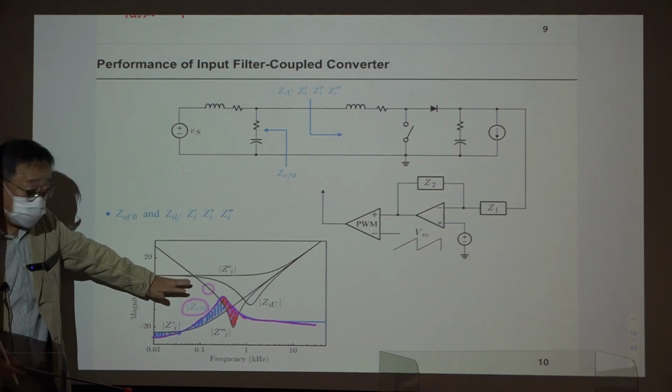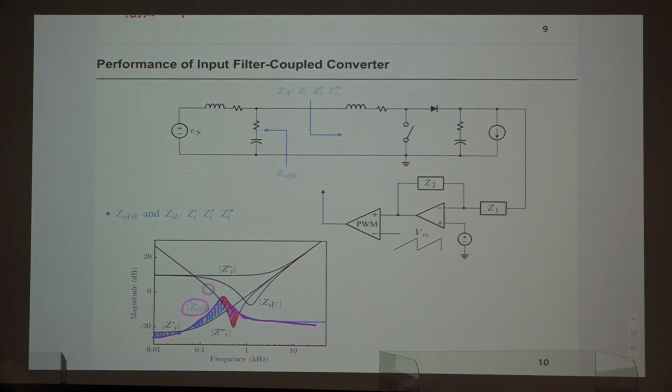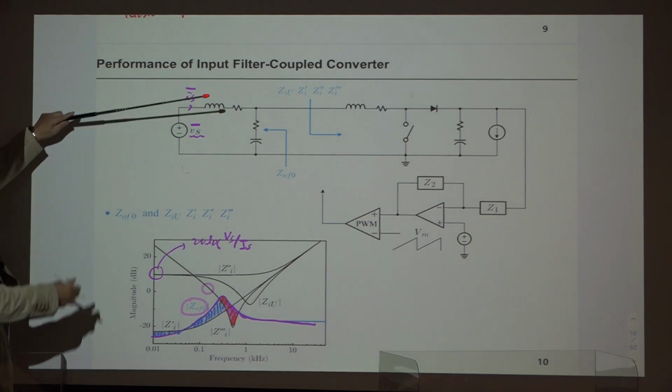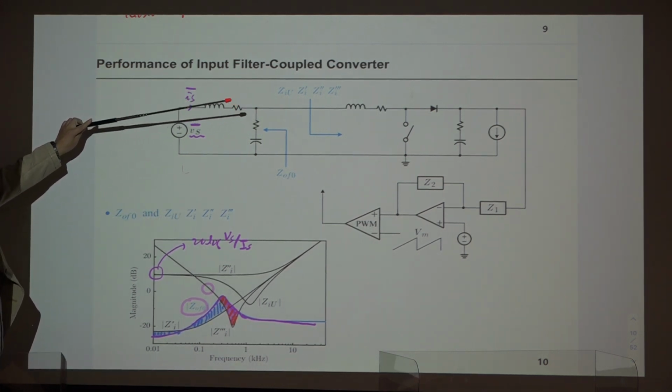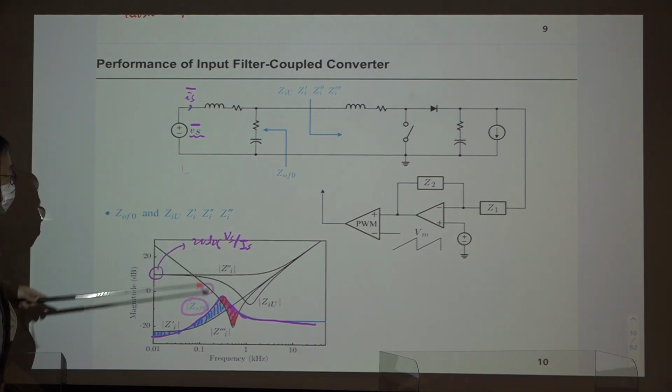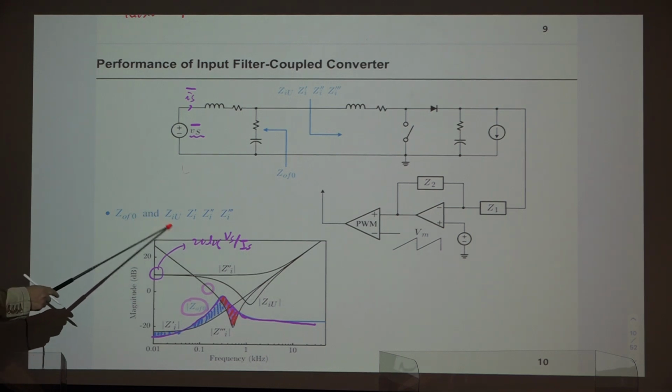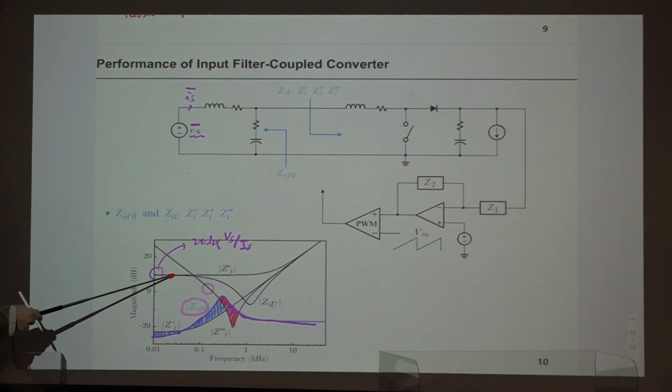This low frequency part represents the incremental resistance. So the value of this is 20 log VS divided by IS. VS is the DC value of this, and IS is again the DC value of this. Maybe it has some ripple component, AC component, but we are talking about the average DC value. I don't know, RMS or whatever, but the average value is shown here. So two of the closed loop impedances have these characteristics, and this impedance has negative incremental resistance at low frequencies.